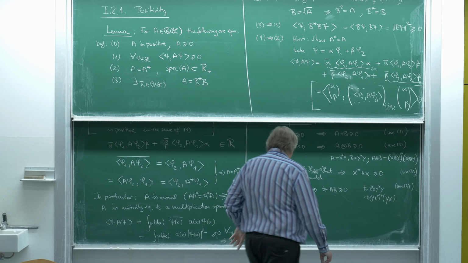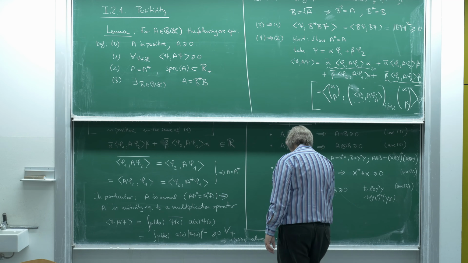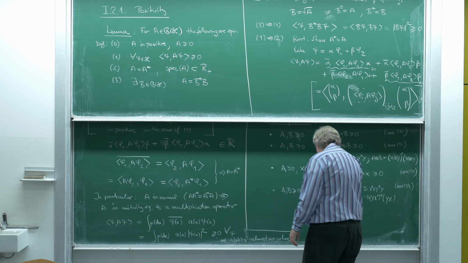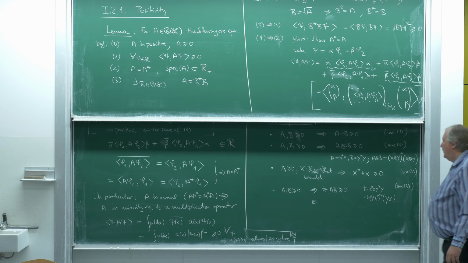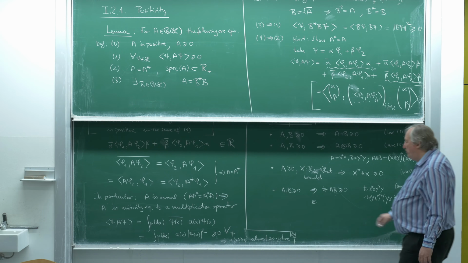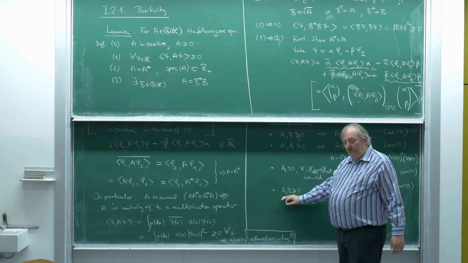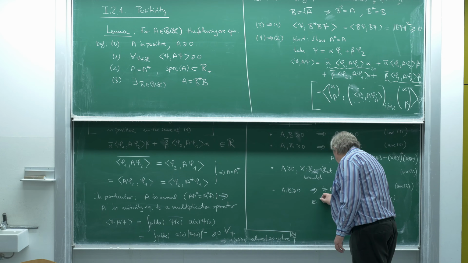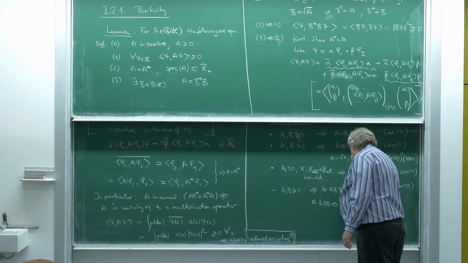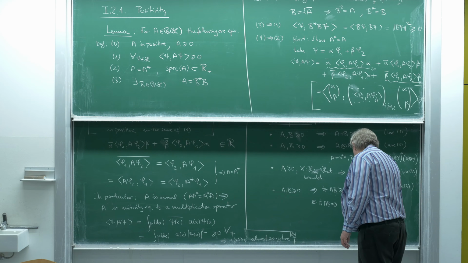So this is one conclusion, and it's also interesting to know when this is 0. So I still assume that both are positive. And when trace AB is actually 0, I claim that AB is 0.